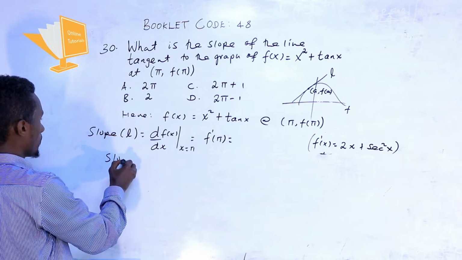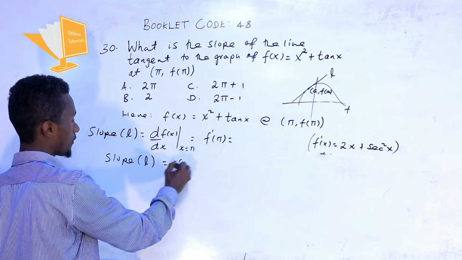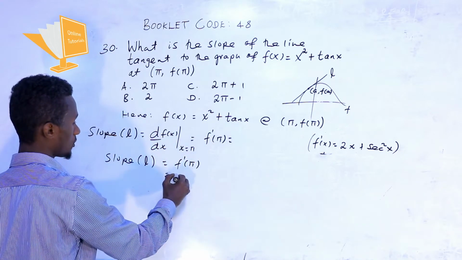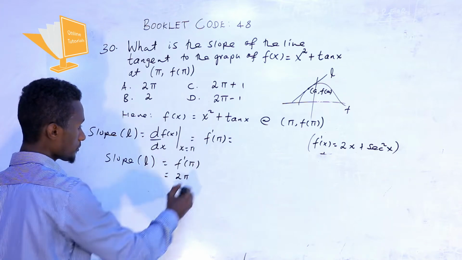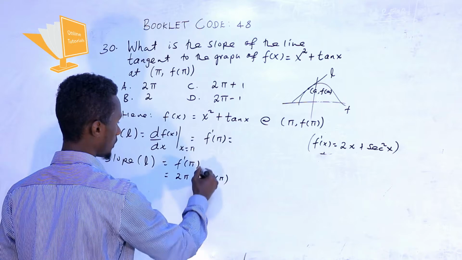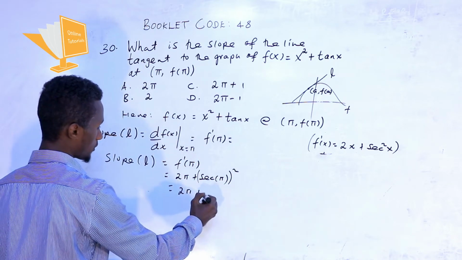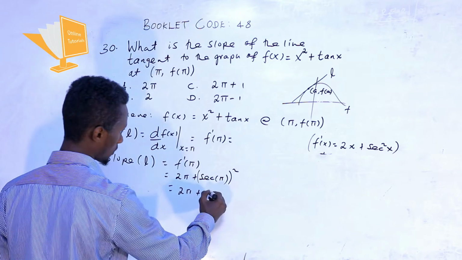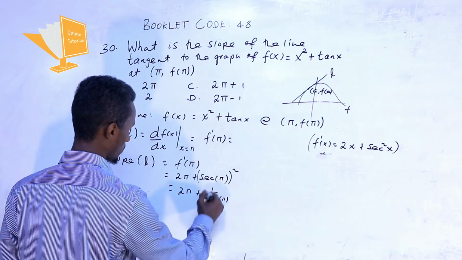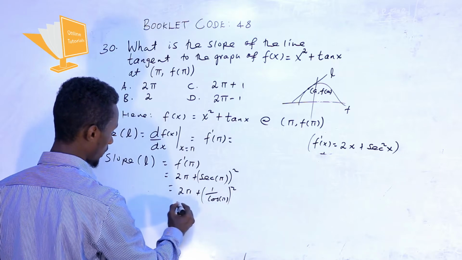The slope of the tangent line is the same as f prime at pi. When you substitute pi, this becomes 2 pi plus sec pi, the whole squared. Sec can be written as 1 over cos pi, the whole squared. So what does this become?